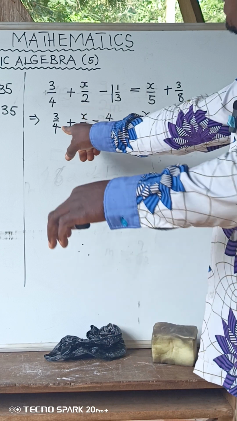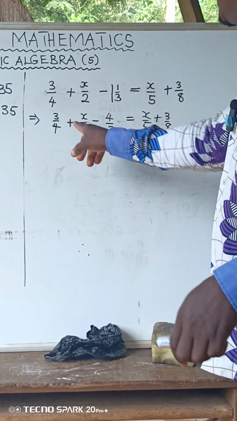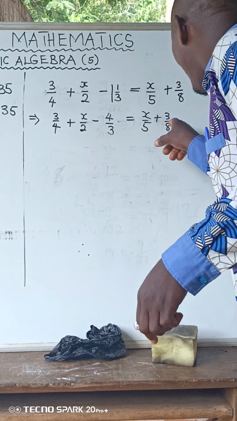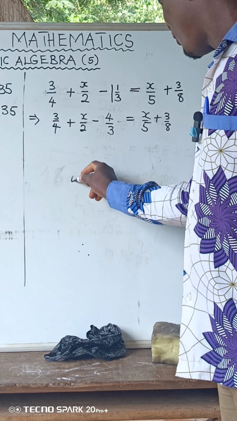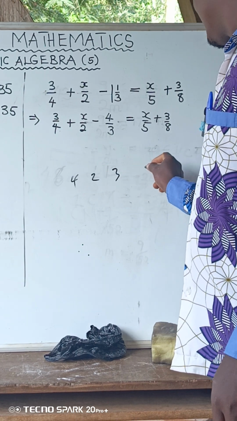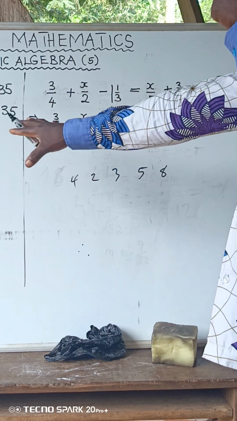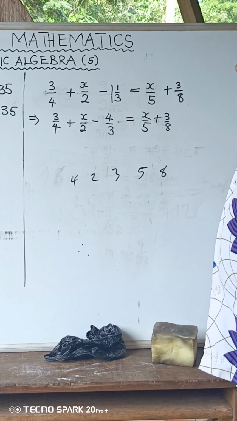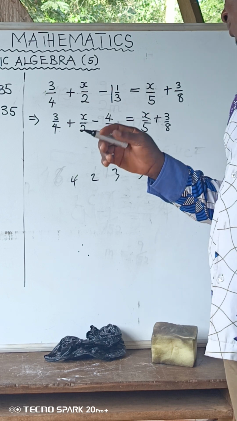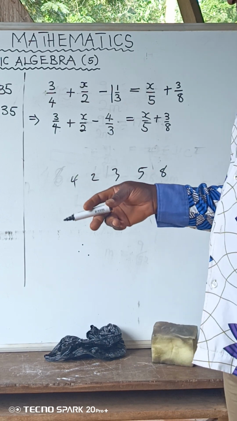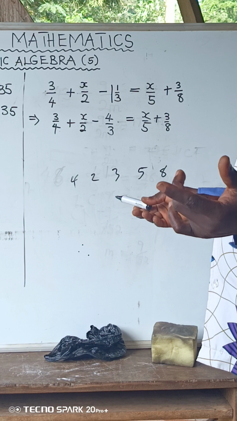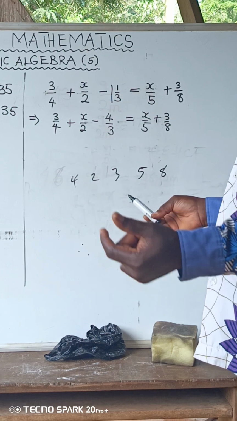When you have a question like this to solve, take all the numbers involved: 4, 2, 3, 5, and 8, the denominators of all the fractions. Find the LCM of all of them. If I find the LCM of numbers like this, you can use the idea and it will still work, but you can use other ideas too.